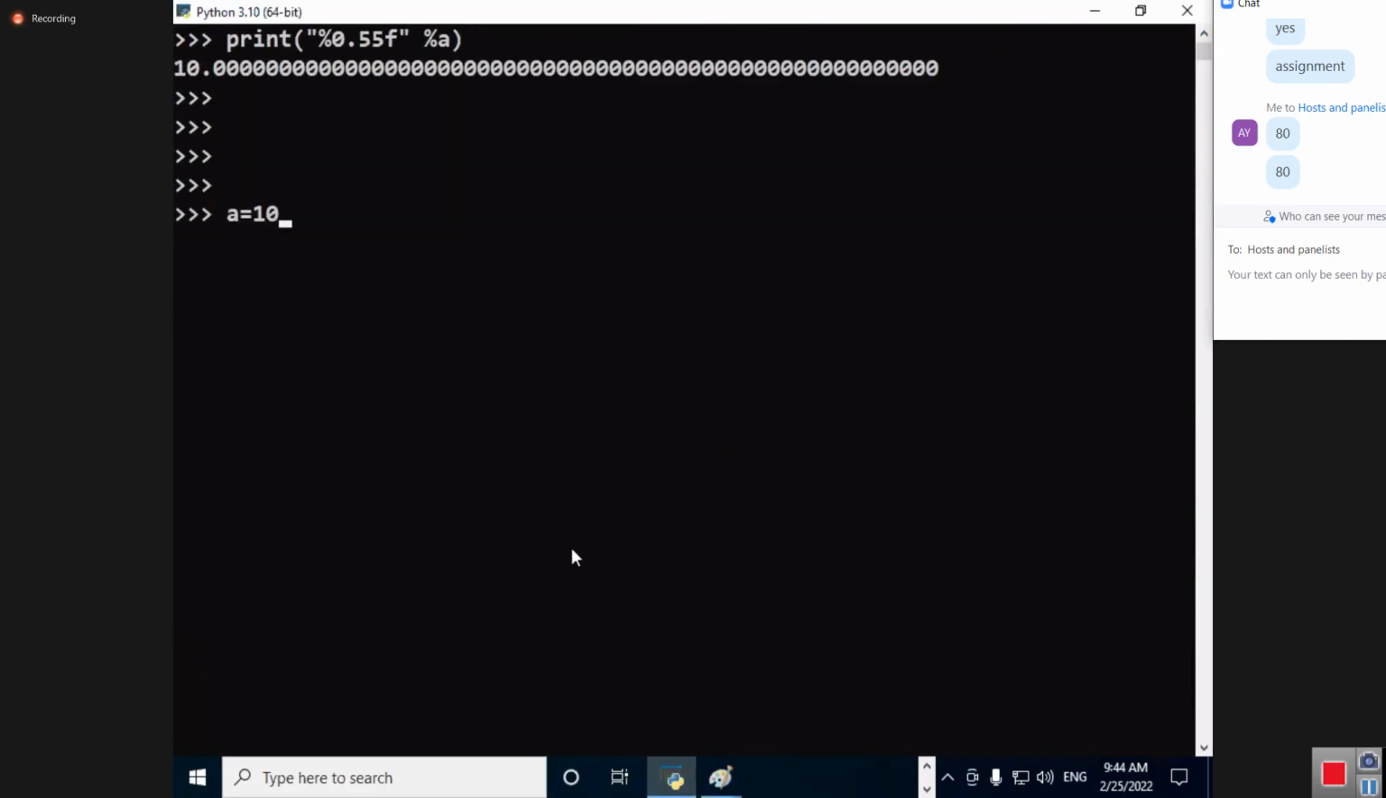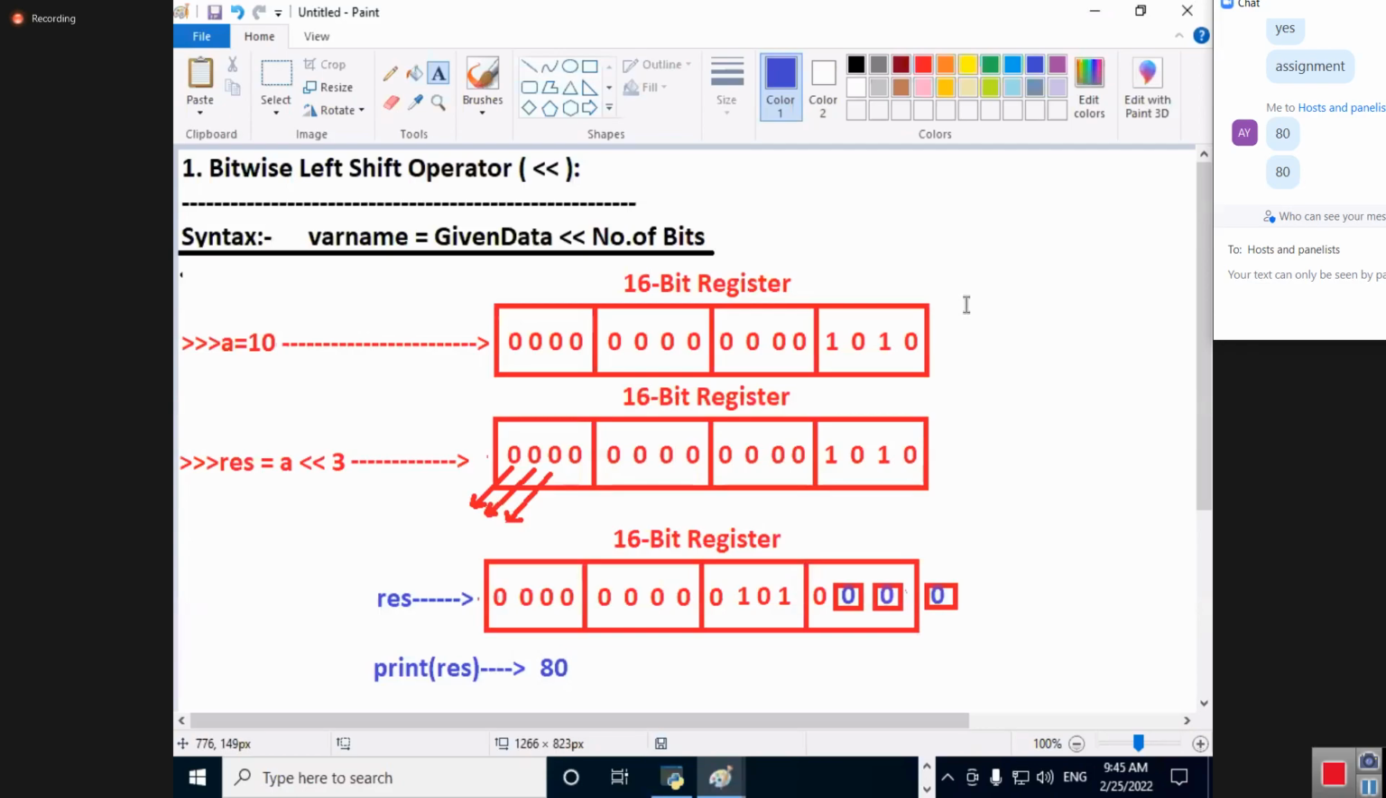A is equal to 10. Something like RES is equal to A double less than 3. Print of RES. 80 is an answer. I will give you one beautiful formula. This is the biggest, shifting the bits and everything taken or not? Shifting the bits, everything has been taken.